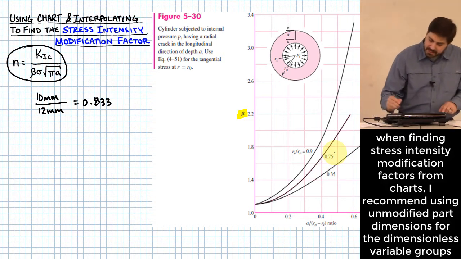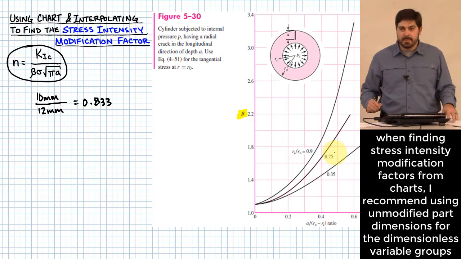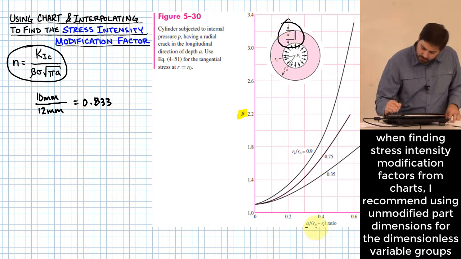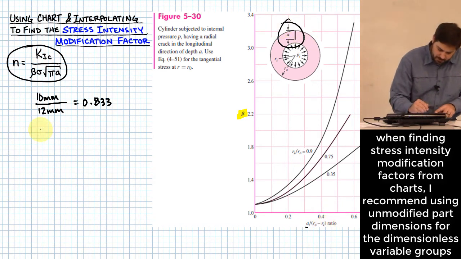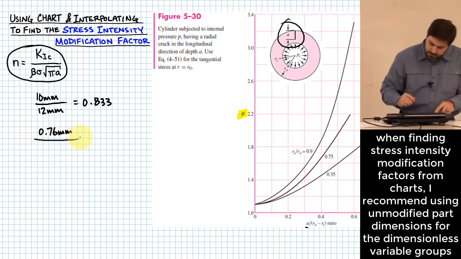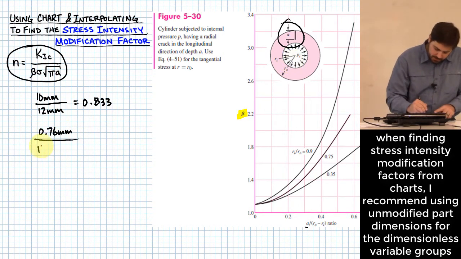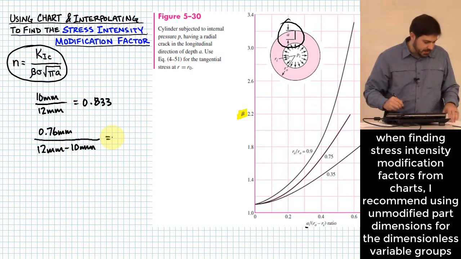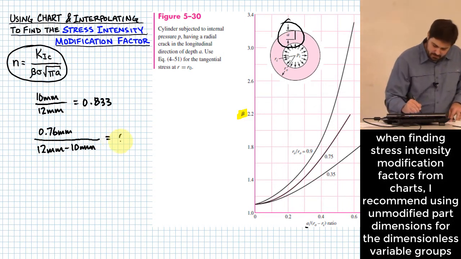What do you think my next thing I probably need to find is? A, which is the crack length, over Ro minus Ri, because that's what is given right up there. So the crack length, if you remember, was 0.76 millimeters, over Ro of 12 millimeters minus Ri of 10 millimeters. When I plug these in, I get 0.38.